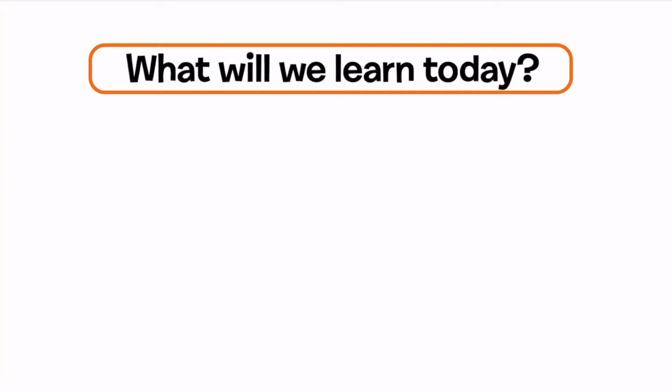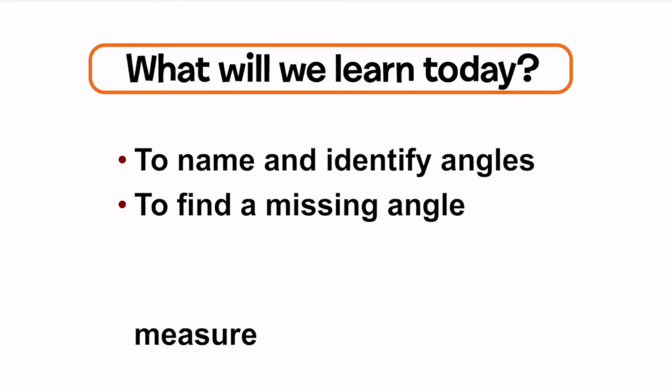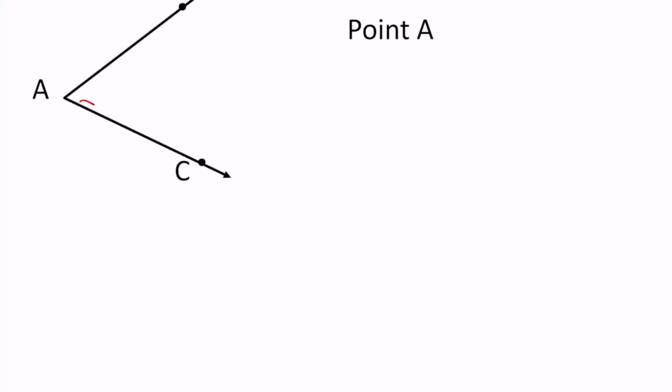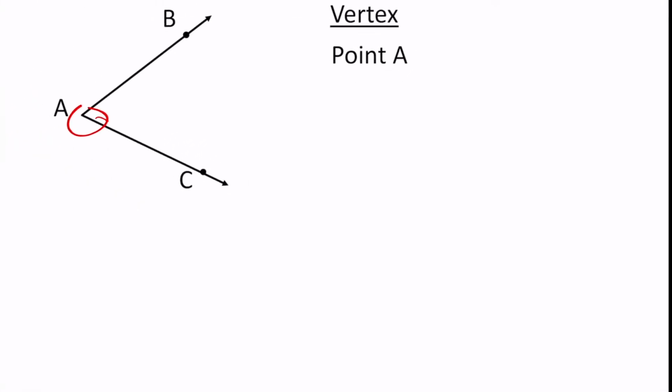Okay, so what we're going to learn today: name and identify angles, and find a missing angle measure. So there we have an angle right there. I'm naming it B, A, and C. So let's start with the angle parts. First we have the vertex. The vertex is going to be named as point A. The vertex is where two lines meet. Right there, that's going to be our vertex at point A.